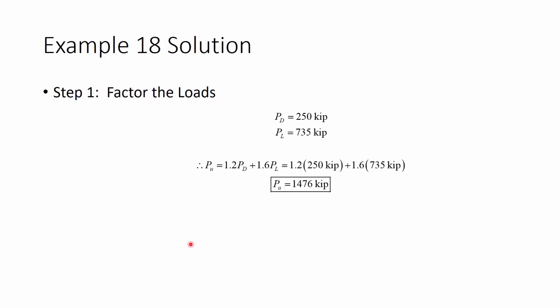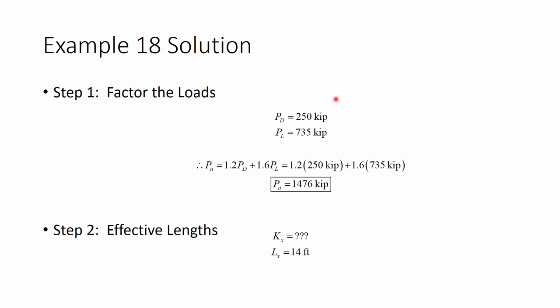To start the problem, the first thing you'll want to do is factor those loads. We have a dead load of 250 kips and a live load of 735. So just our familiar load combo, 1.2 times the dead plus 1.6 times the live. Plug that in, 1.2 times 250 plus 1.6 times 735, and that comes out to be 1,476 kips. Now that's step one.